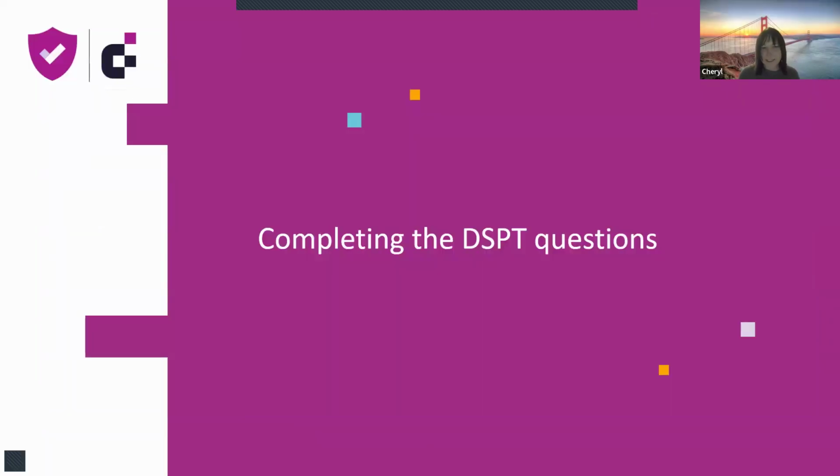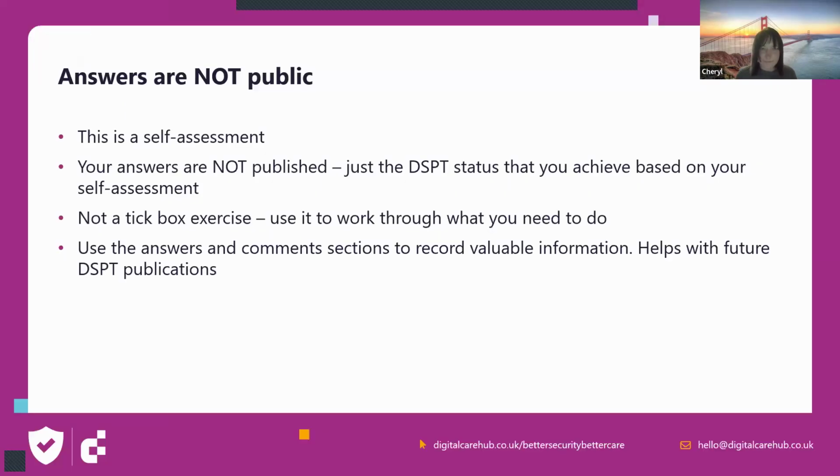So we're now going to look at what you need to do in order to complete your DSPT. So your answers are not public. It will only be the status of your DSPT. It's a self-assessment, and it will help you to review what policies and procedures you've got in place. There are different types of questions which we'll go through in a moment. You can use your answers and comment sections to record valuable information that will help you when you go to publish in the future.